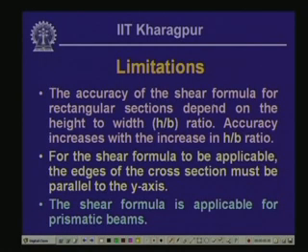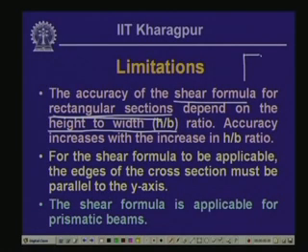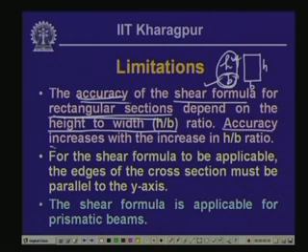Now, when we are dealing with a beam of rectangular cross section, the accuracy of this shear formula depends on the height to width ratio. That means, if we have a beam with rectangular cross section having width b and height h, the accuracy of this formula depends on the ratio h by b. If h by b is larger, that means for a constant value of h, b becomes smaller, so the accuracy of the shear formula increases.